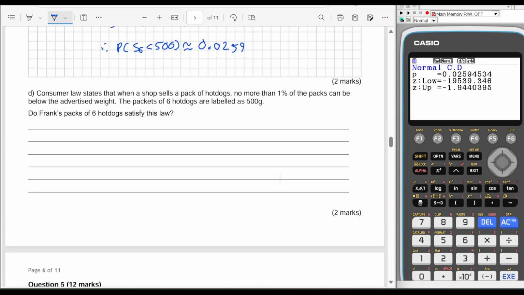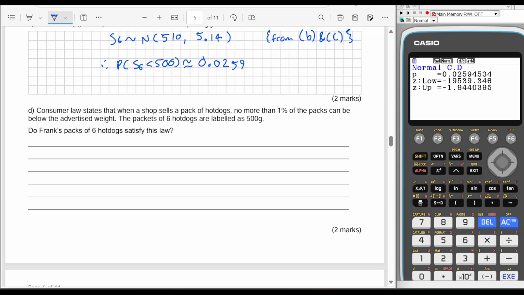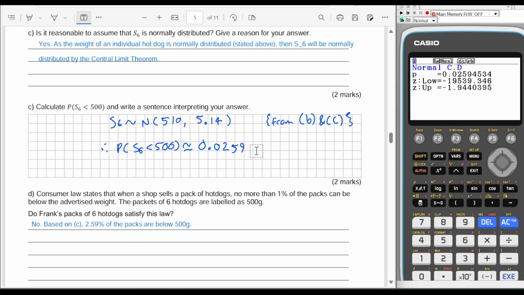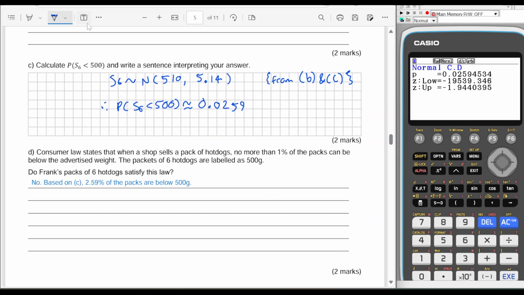Cool. Consumer law states that no more than 1% of the packs can be below the advertised weight, and they're advertised as 500 grams. Do they satisfy the law? No. Based on C, 2.59% of the packs are below 500 grams. So no more than 1%. Yeah, that's it. You might also notice that I'm missing something here. I'm missing the interpretation because this question asks for an interpretation there.